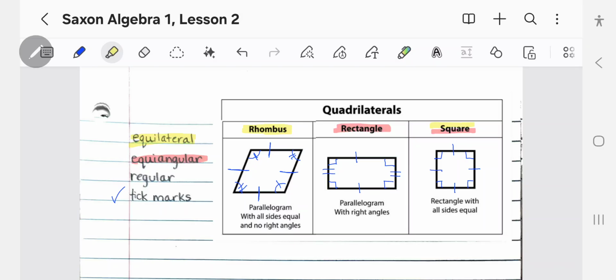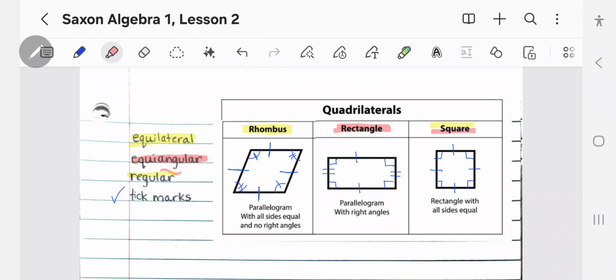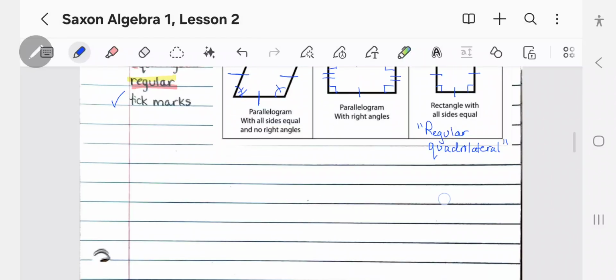Now, that's something special. If you are equilateral and you are equiangular, then you are regular. So a square is considered a regular quadrilateral. Now that means that all of its sides are equal and all of its angles are equal. And we can note that with the tick marks.